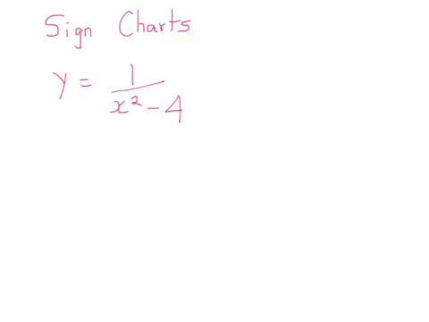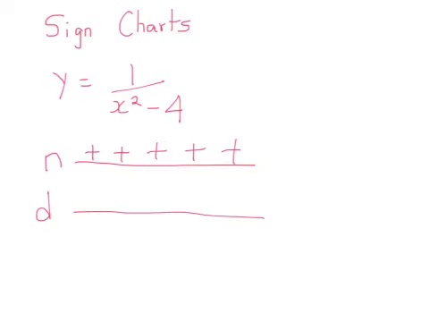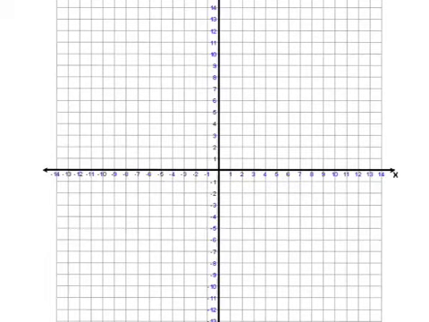So next, we're going to be doing sign charts. So the sign chart for the numerator is all positives. For the denominator, we have our zeros at 2 and negative 2. To the right of 2, we're going to have positive numbers. In between 2 and negative 2, it's going to be negative. And to the left of negative 2, we're going to have positives. Because there were no common factors in the numerator and the denominator, there are no holes in this graph.